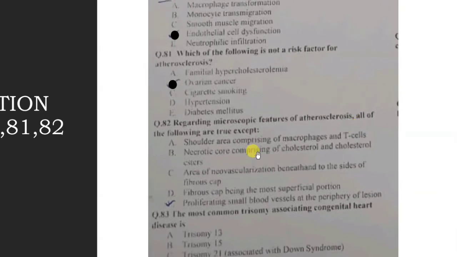So ovarian cancer is basically not related to arteriosclerosis. Regarding microscopic features of atherosclerosis, all of the following are true except: shoulder area comprising macrophages and T cells, necrotic core comprising cholesterol and cholesterol esters, area of new vascularization to the sides of the fibrous cap being the most superficial portion, or proliferation of small vessels at the periphery of the lesion.